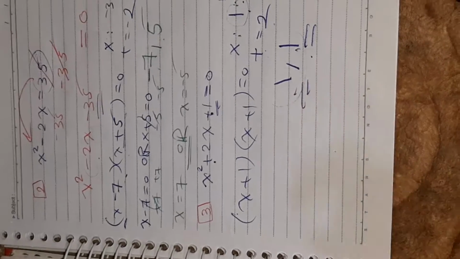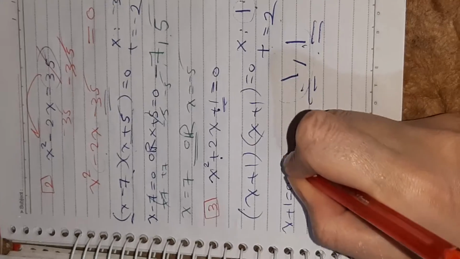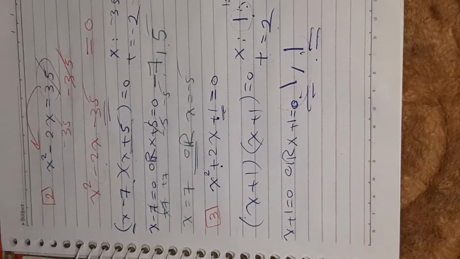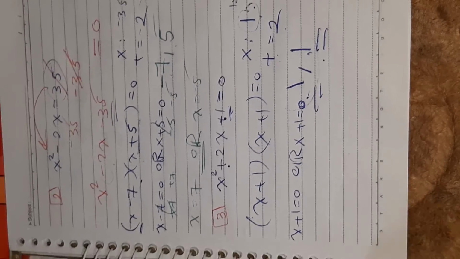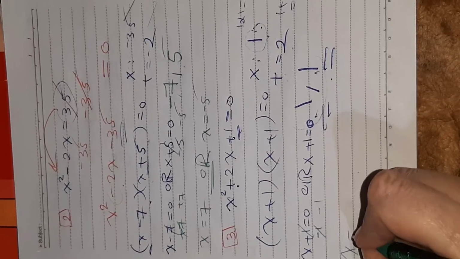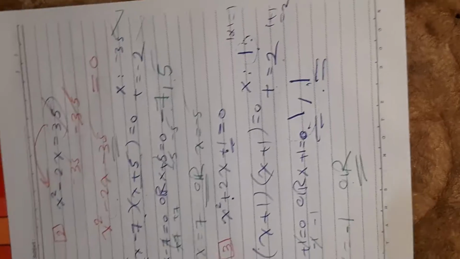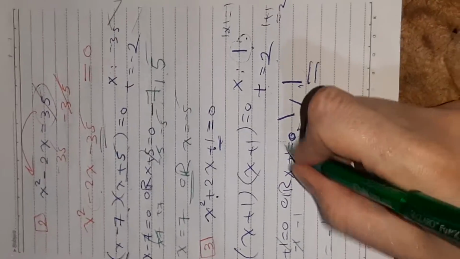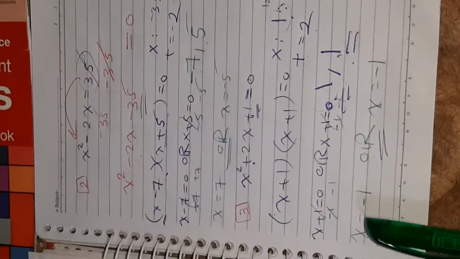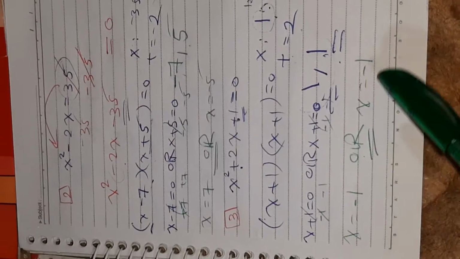Now here, x plus 1 equals 0 or x plus 1 equals 0. Minus 1 on both sides, 1 with minus 1 cancelled. x equals negative 1 or x equals negative 1.